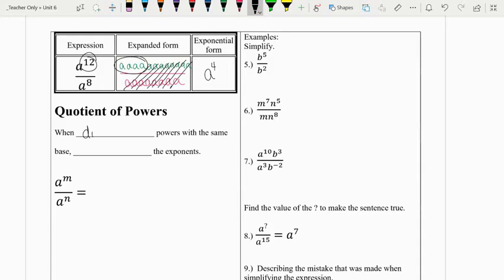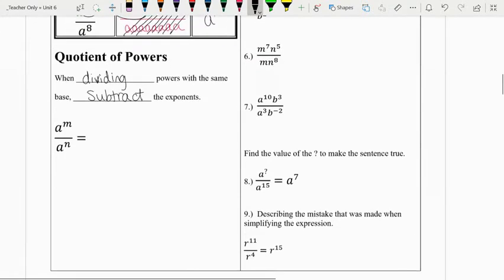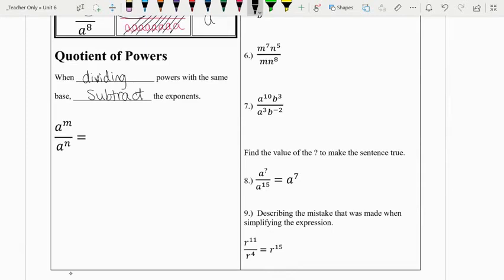So when dividing powers with the same base, you subtract. Think about it. 12 minus 8 gave me 4. So on the bottom part, a to the m over a to the n would be a to the m minus n, assuming that m is larger than n.